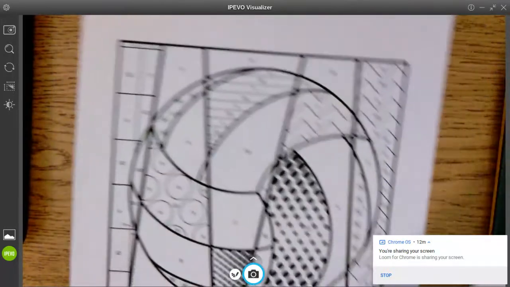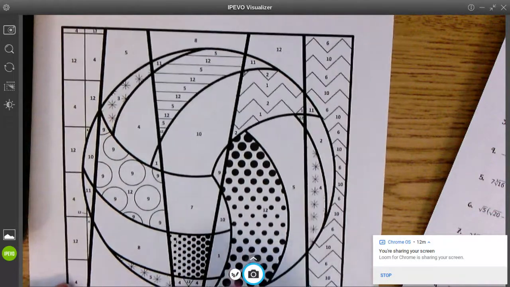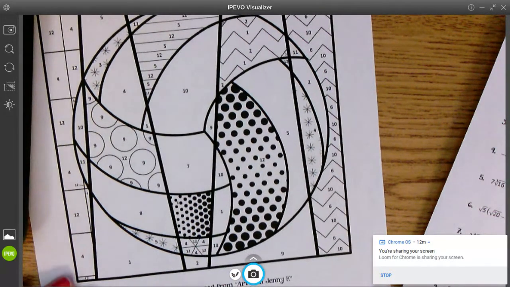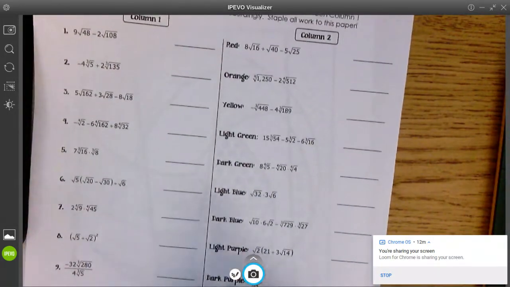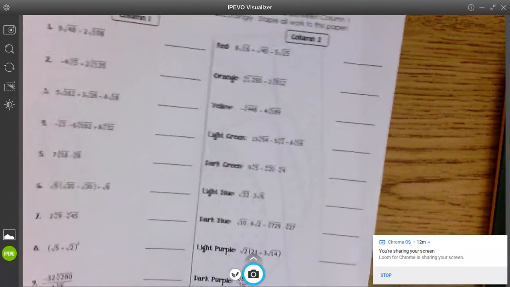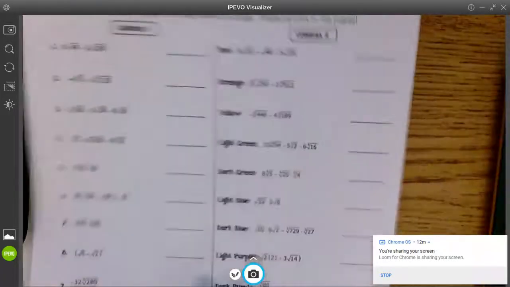So on your coloring sheet, you color your 1s if it's red or orange, green, whatever. And you can sub out colors if you don't have all these colors. So if you have something crazy at home, just sub it out and you can use that to color your picture with. So that will work.